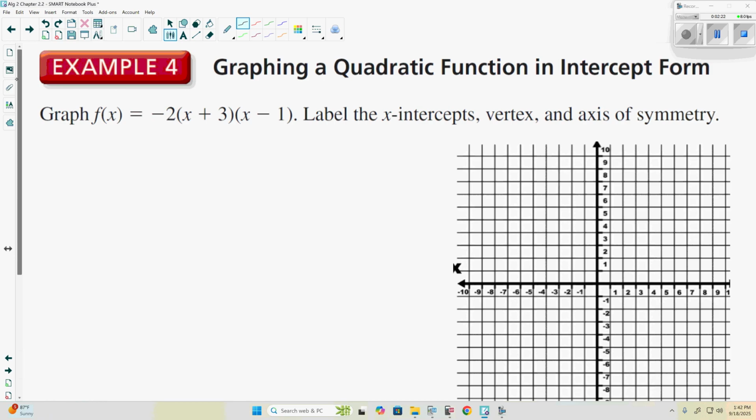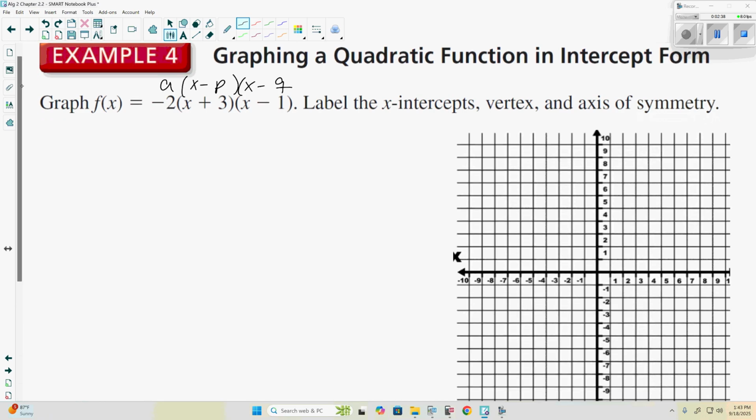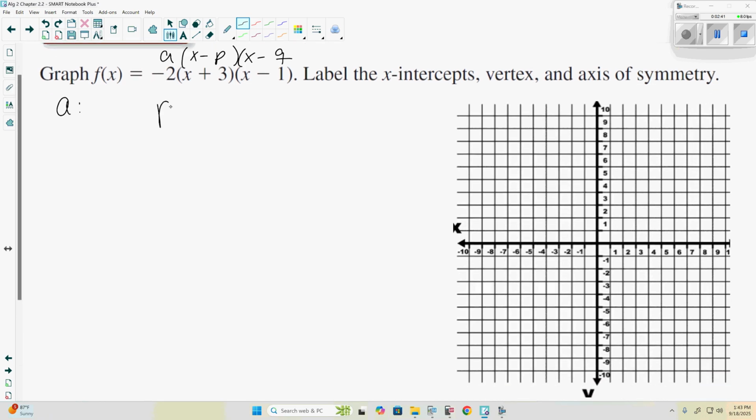So we're looking at this first one here, negative 2 times x plus 3 times x minus 1. We want to find the x-intercepts, the vertex, and the axis of symmetry. Before we start finding those, we need to state what the values of a, p, and q are. Our value of a for this function would be negative 2.